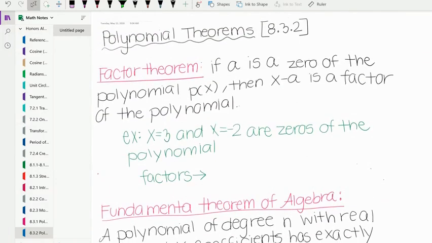This is section 8.3.2, which is on polynomial theorems. We're actually skipping the classwork just because it's meant to be done in groups. So we're just going to go ahead and take a look at these theorems.